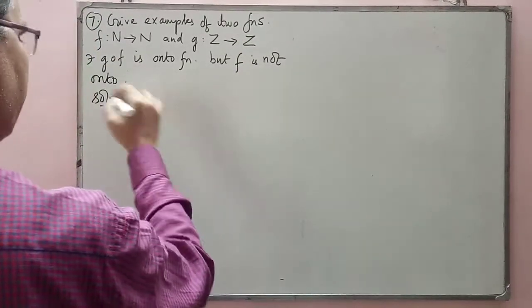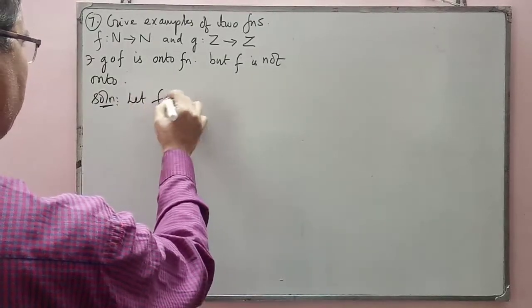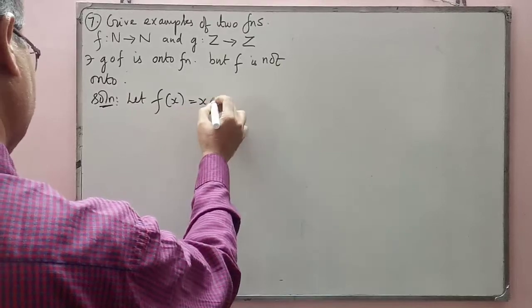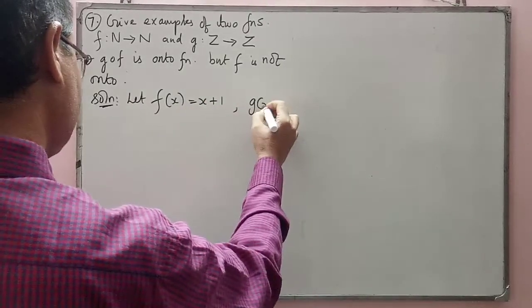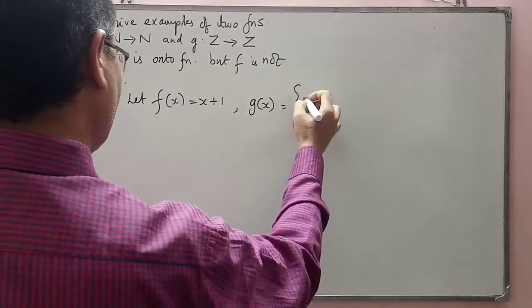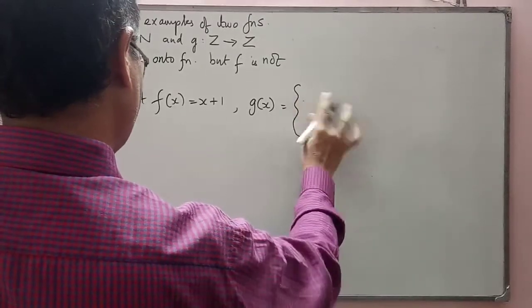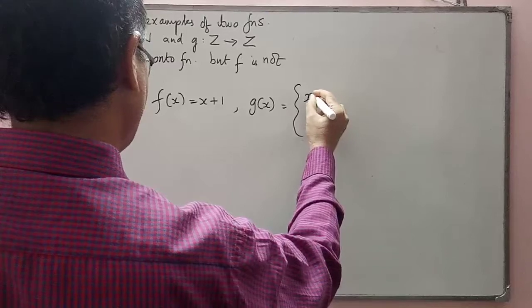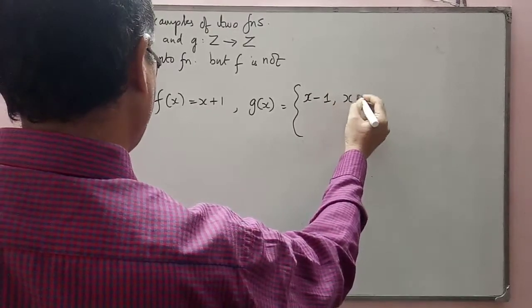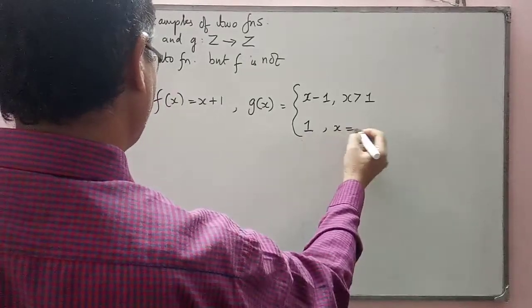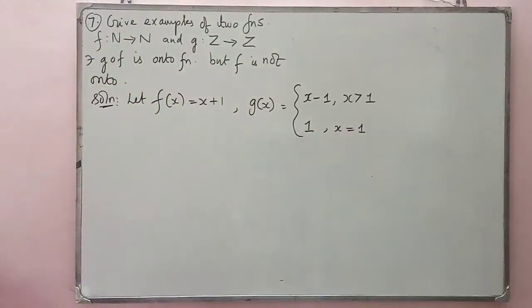The definition is given in the book. We can take the examples given in the book. Let f of x equal x plus 1, and g of x equal x minus 1 when x is greater than 1, and otherwise 1 when x is equal to 1.